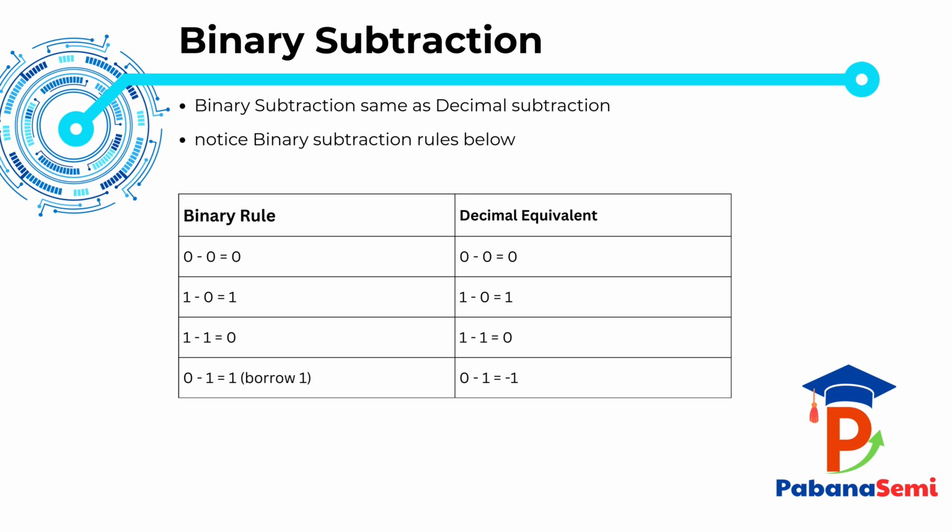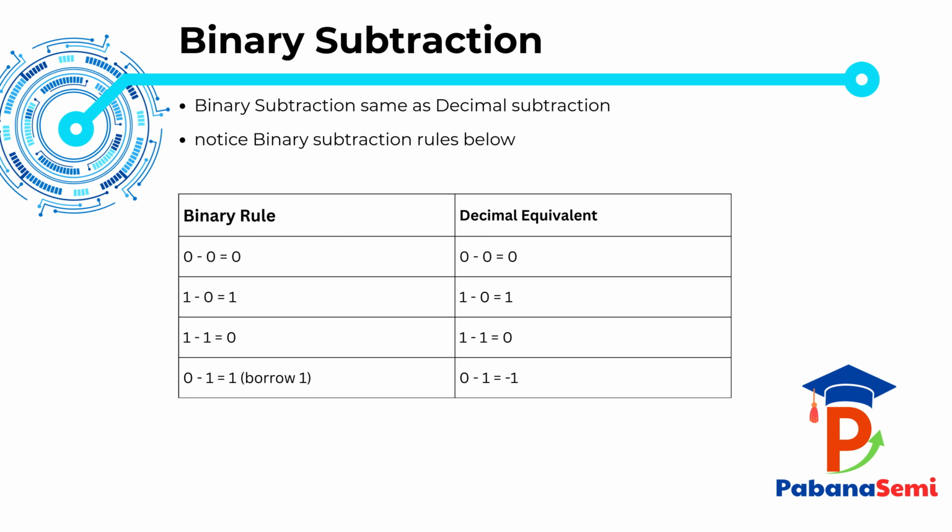Rule 2. 1 minus 0 equals 1. Just like decimal, subtracting 0 gives the same number back. Rule 3. 1 minus 1 equals 0. Again, same as decimal, 1 take away 1 gives 0. Rule 4. The important one.